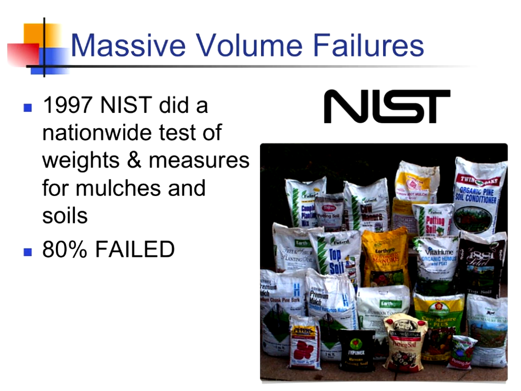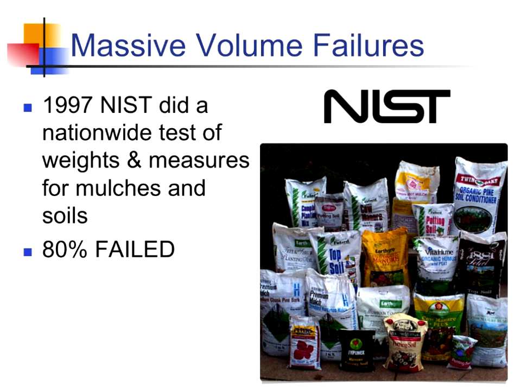NIST themselves did a nationwide test on potting soils in 1997. They did well over 200 samples from across the country, and they measured them either by weight, like a 40-pound bag, or by volume, like 2 cubic feet or 3 cubic feet. What they found was that 80% of the materials tested failed. 80% of those tested did not pass. Now, if a state regulator comes in, does a weights and volume test, and you fail, that's a stop sale right there, and that material goes off sale.